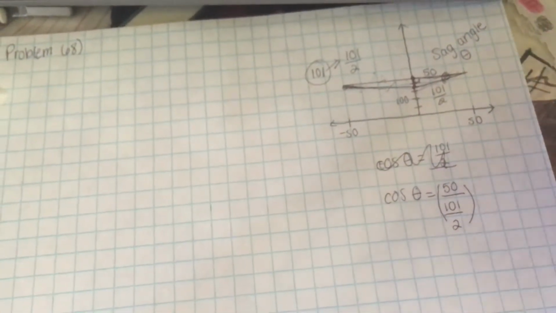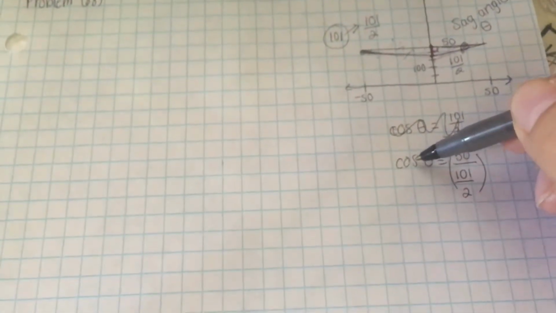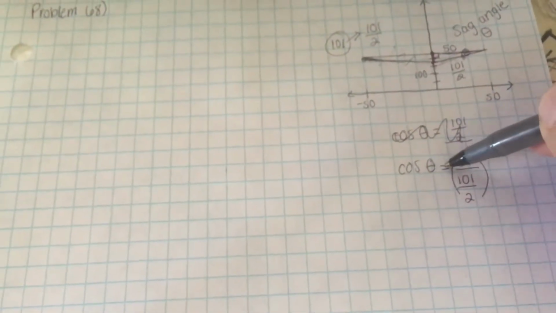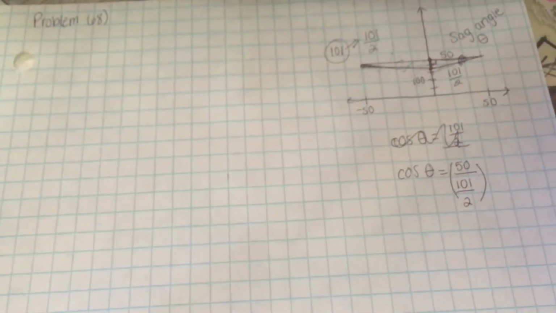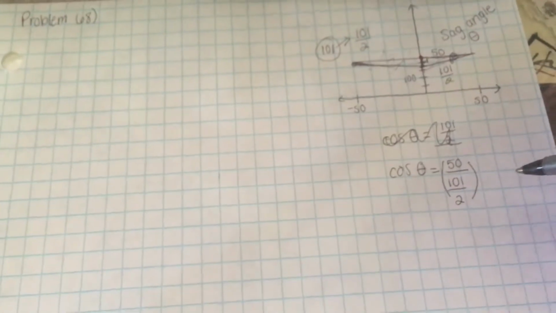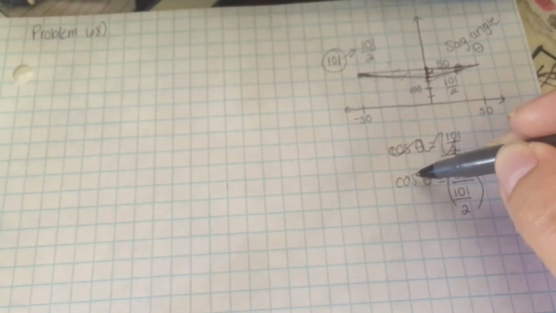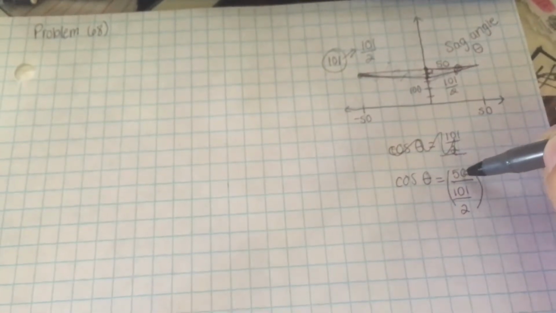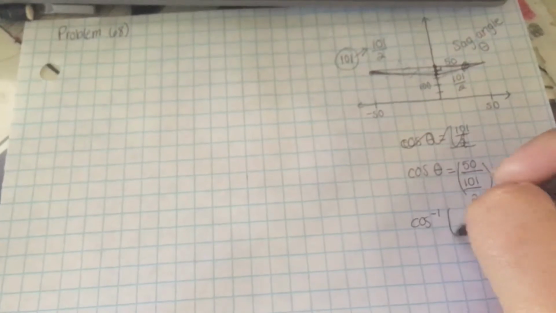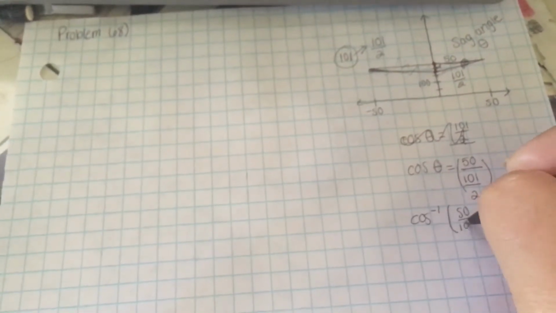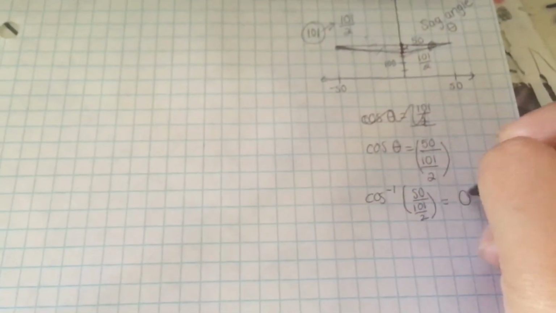So we need to know what theta is. As you know, the cosine of theta equals the ratio, I want to say. I'm using the wrong terminology, but okay. Anyways, in order to find theta, we need to do the inverse cosine. So the inverse cosine of 50 over 101 over 2 equals theta.